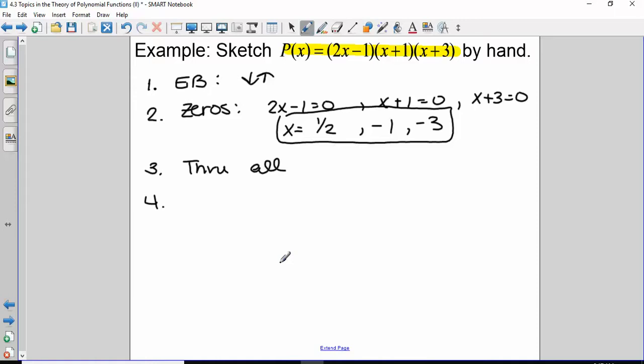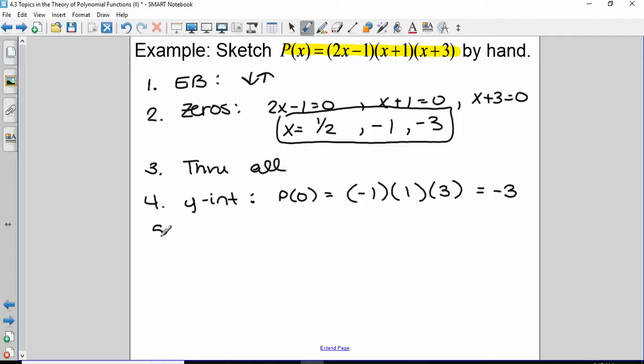Okay, fourth step is the y-intercept. To find that, you plug in a 0 for all of your x's. So 2 times 0 minus 1 is -1. 0 plus 1 is 1. 0 plus 3 is 3. And we get -3 for the y-intercept. Bless you.